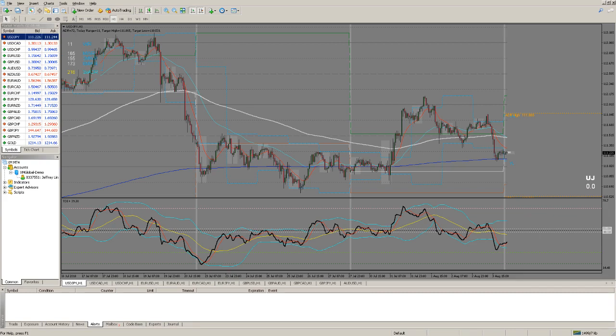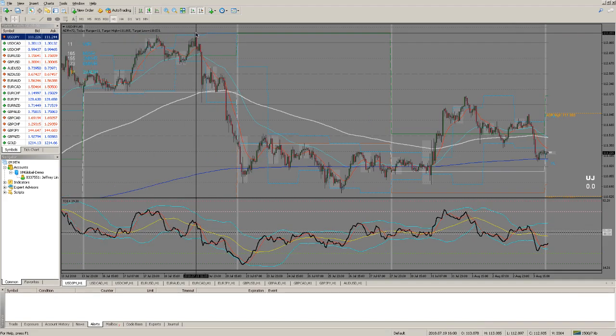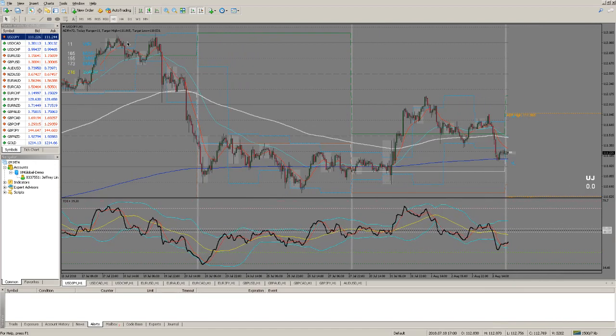Okay, so let's see here. Let's look at UJ right now. What we have is, two weeks ago, we had this peak high up here. Our 3 times ADR on UJ is 216 right now.